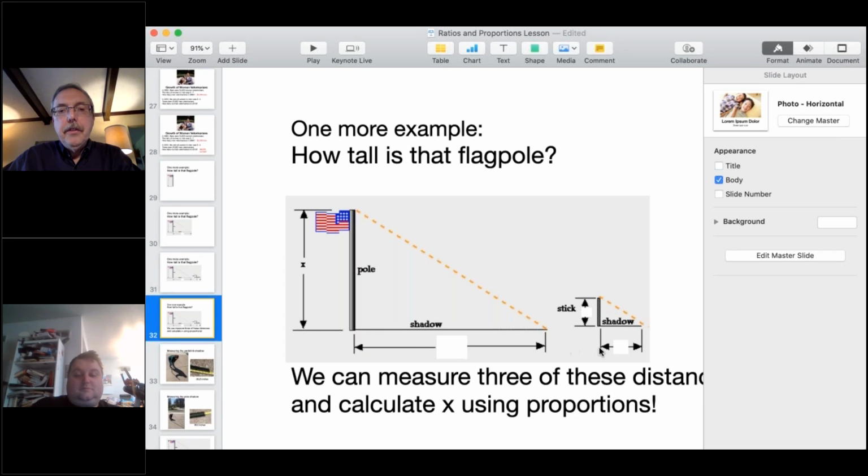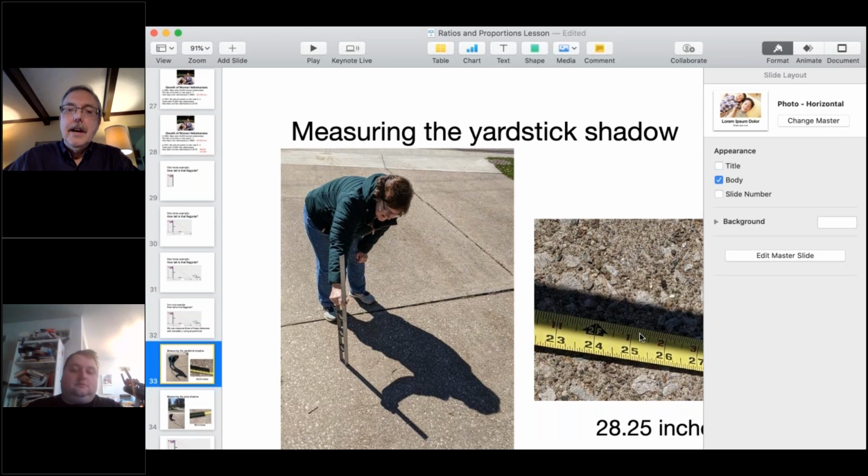But you can see that there's three of these that we can easily measure. We can measure the height of this yardstick, and we know that that's 36 inches. We can measure the length of this shadow. We can measure the length of this shadow, and we can use proportions to figure out what this height is. So what we did, and I'll show you some actual pictures here, we took, first of all, a yardstick, and we used a level to make sure that it was pretty much perpendicular, or at a 90-degree angle, a right angle to the ground. Then we measured the length of that shadow right there. And you can't quite see it on this, but the length of that shadow was 28.25 inches.